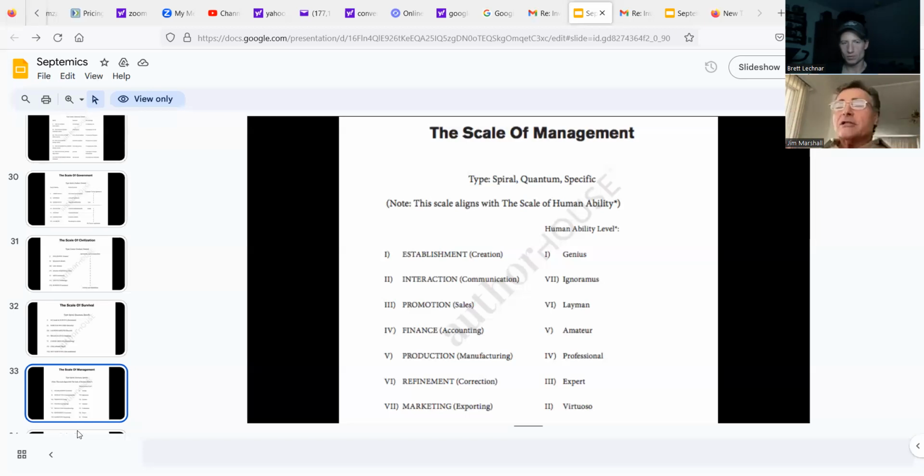So you see, you can't have level 7 until you have level 6. You can't have level 6 until you have level 5. You can't have level 5 until you have level 4. So this goes in a certain way.